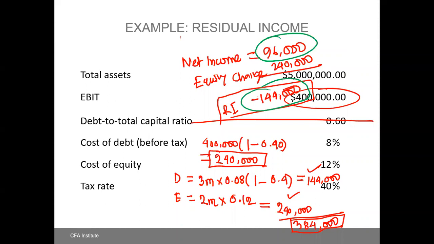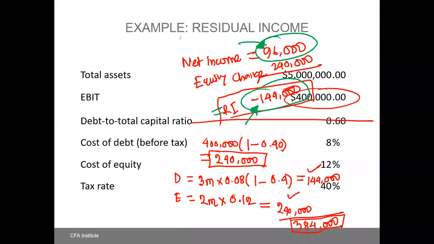The firm can cover the debt capital charge, but the firm cannot cover the total capital charge. When the firm is not covering the total capital charge, the firm is getting negative residual income. Okay. The firm has an accounting profit. This net income is accounting profit, right?